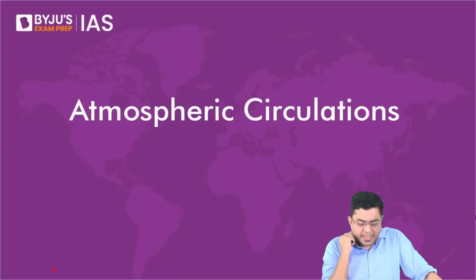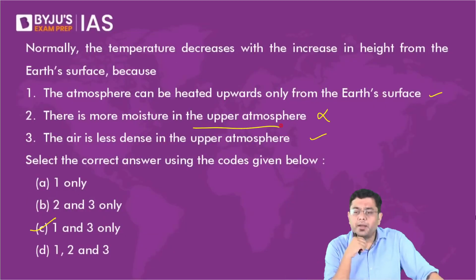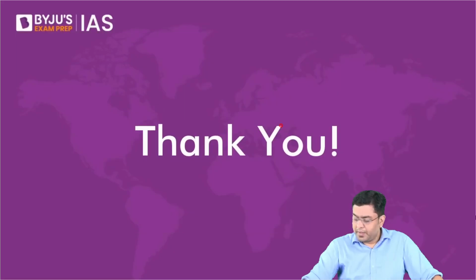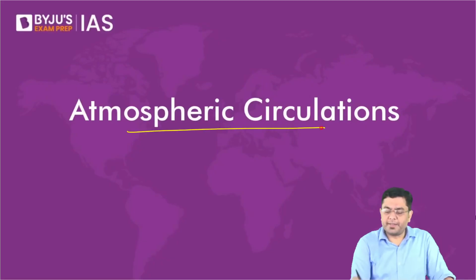Okay, now we come to the portion of why option 2 is wrong in the first question, Trisha. There is more moisture in the upper atmosphere. How can this be correct? Moisture is always found to be the greatest in the lower region, right? And if there would be more moisture in the upper atmosphere, that means it would have been hotter in the upper atmosphere.